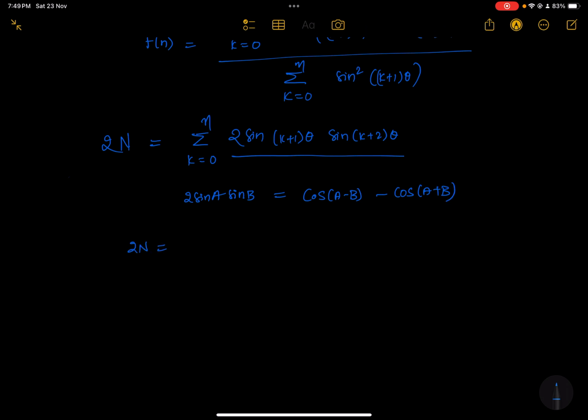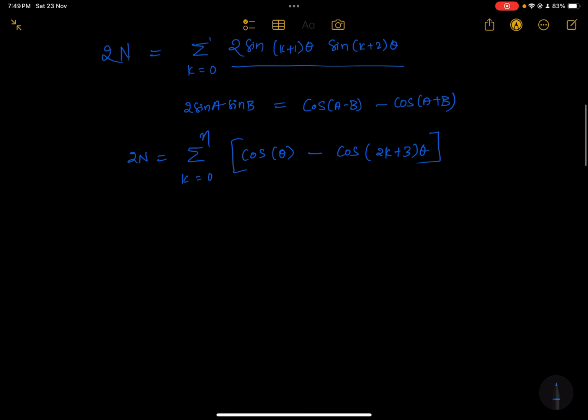So 2N is equal to sigma k runs from 0 to n. Cos of (a minus b) will be cos theta, minus cos of (a plus b) which will be cos (2k plus 3) theta. So sigma applies to the whole thing. Now this term is independent of k, so when you apply sigma to it, it will just be (n plus 1) cos theta, n plus 1 because k runs from 0 to n. Minus, let us apply sigma to the other term. Let's just put the values of k. That will be cos 3 theta plus cos 5 theta plus cos 7 theta plus and so on, plus cos (2n plus 3) theta.